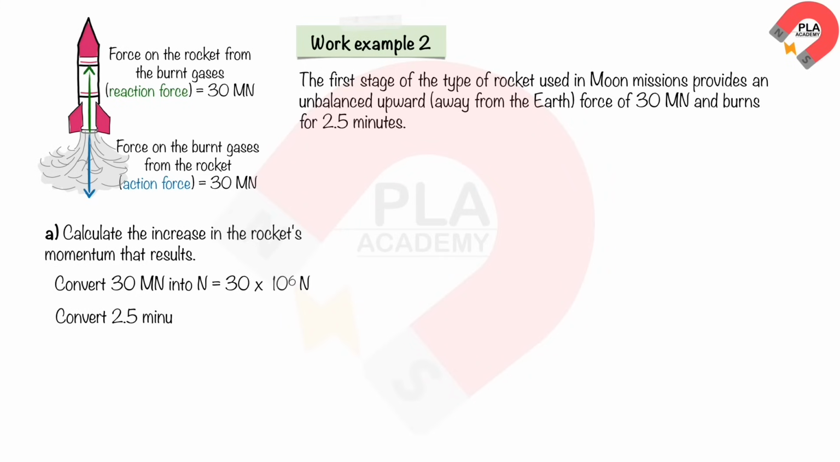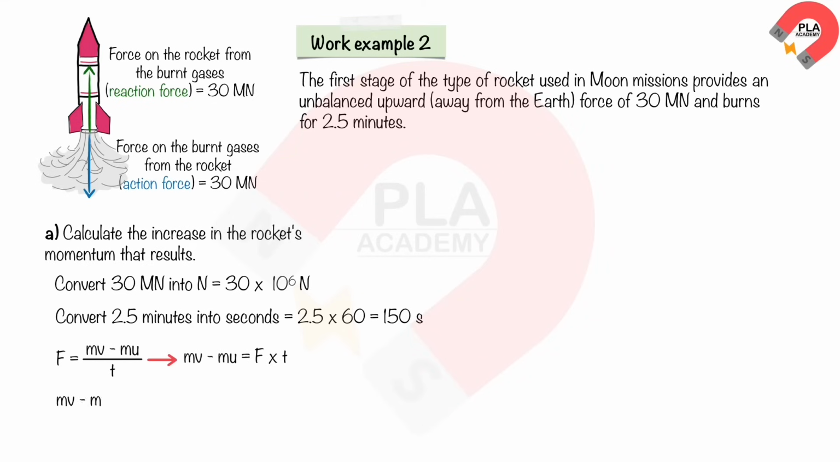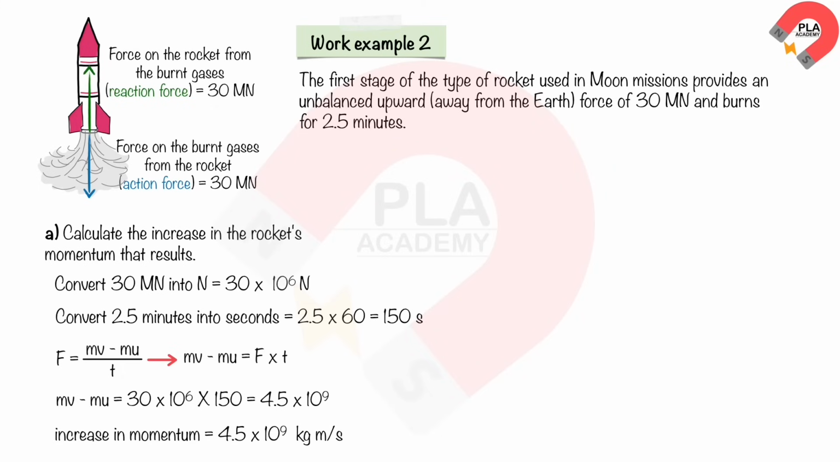Convert 2.5 minutes into seconds. It is 2.5 times 60 is equal to 150 seconds. Change in momentum is mv minus mu equals Ft. So, increase in momentum equals 30 times 10 to the power of 6 times 150, which is equal to 4.5 times 10 to the power of 9 kilograms meters per second.